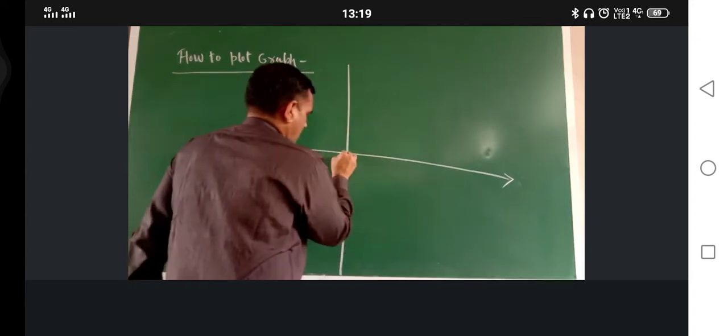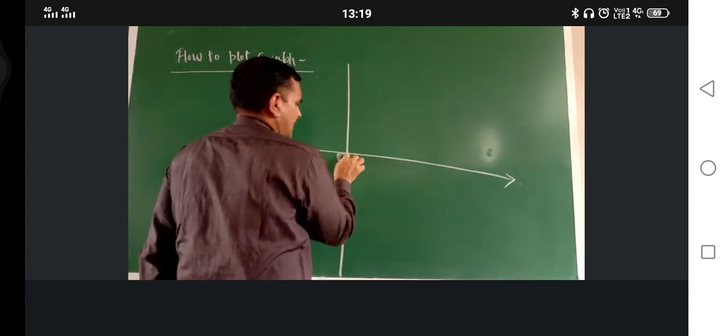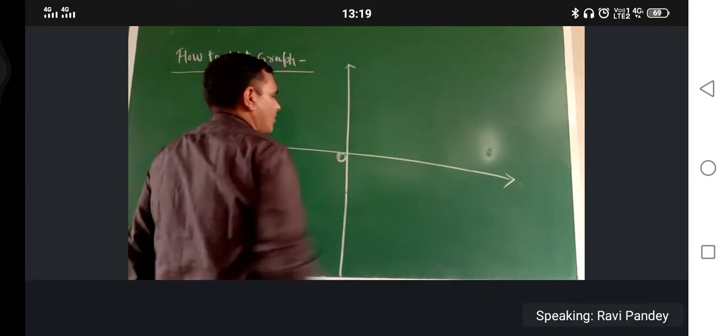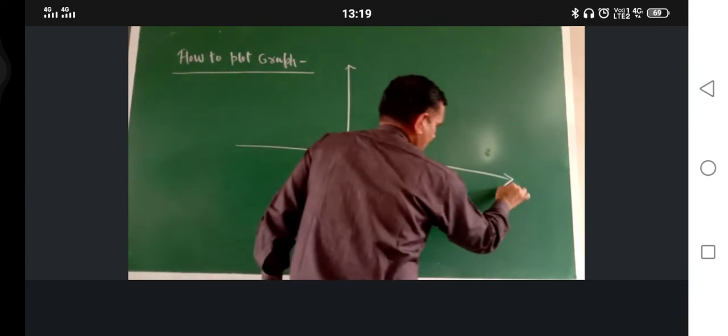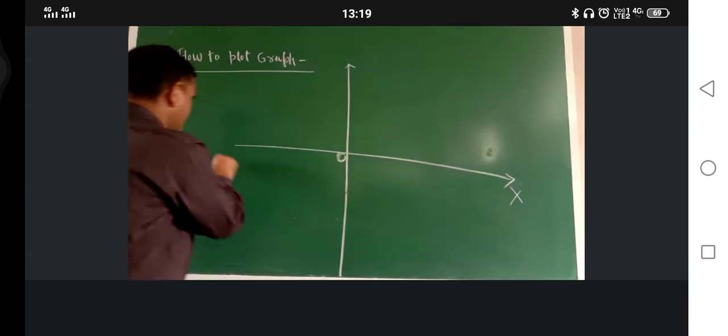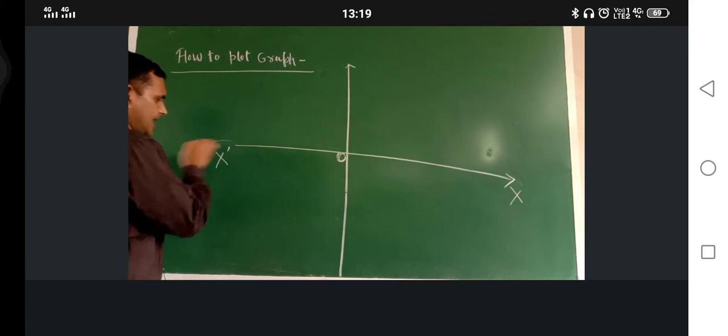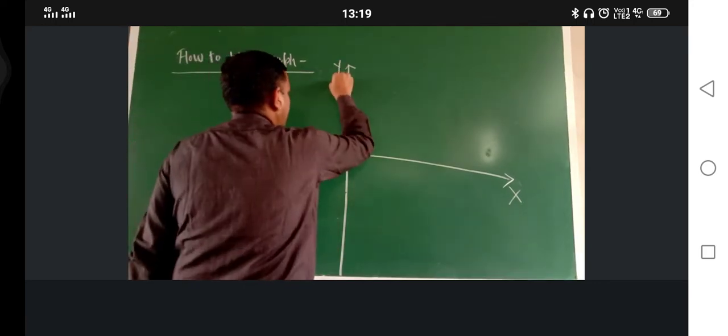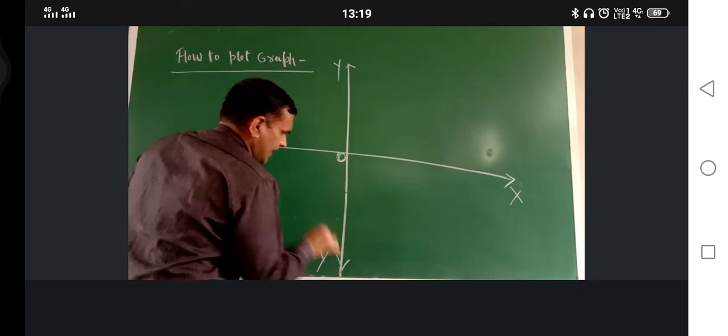One should be like that and the other should be like that. Have you got it? Now try to understand. This is the origin point. So here write O, the place where two lines intersect. Now on this line you write X, and this side you write X dash. This side write Y, this side write Y dash.